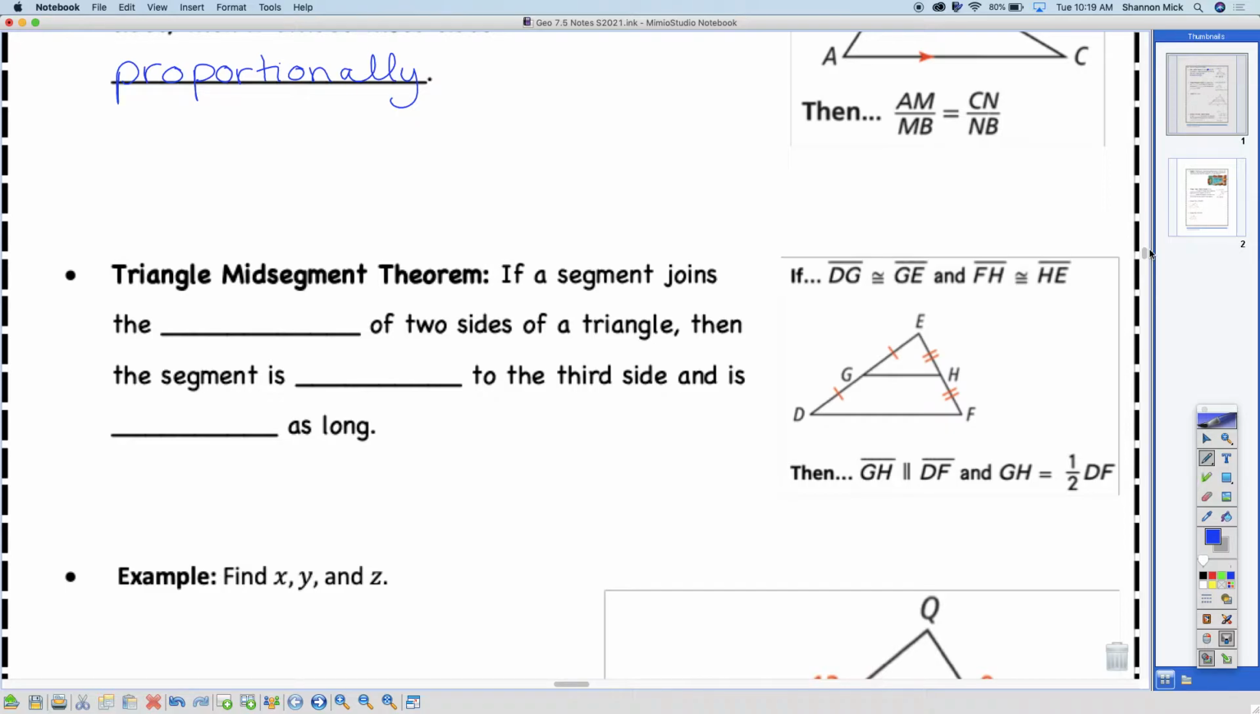So if a segment joins the midpoints of 2 sides of a triangle, then the segment is parallel to the 3rd side and is how much as long? Half. So that could be helpful, right? If I don't have enough information to figure out the proportionality side of it, I could use that, can't I?